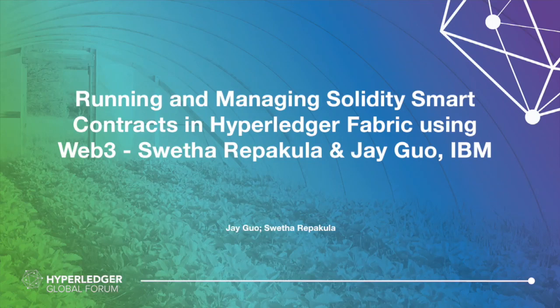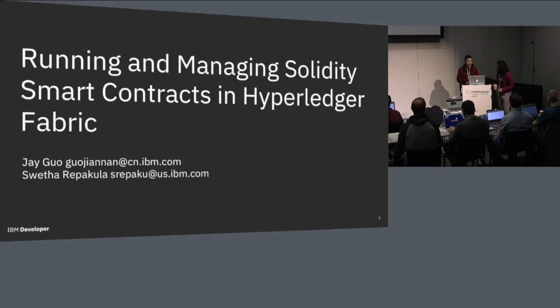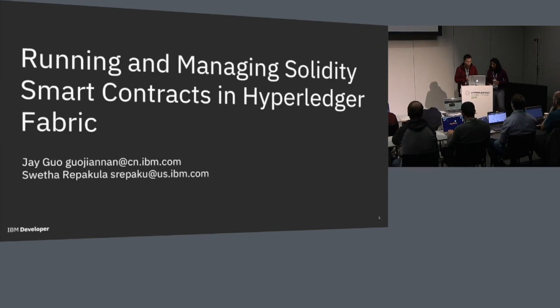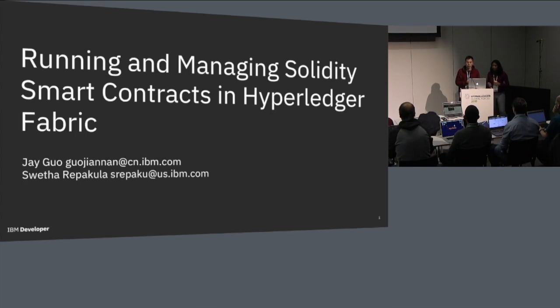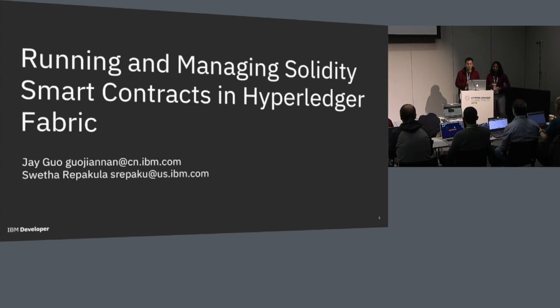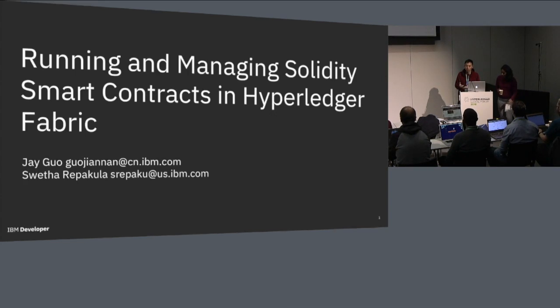So thank you for being interested in managing EVM contract in Fabric. This is a fairly new project. We haven't been officially released yet, but it's going to be very soon. The whole purpose is to support smart contracts written in Solidity or Viper, basically everything that can be compiled into EVM bytecode, so that it can be run in Fabric.